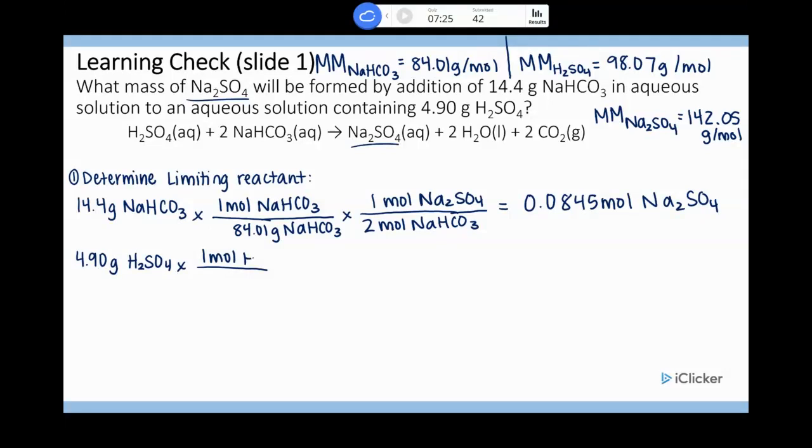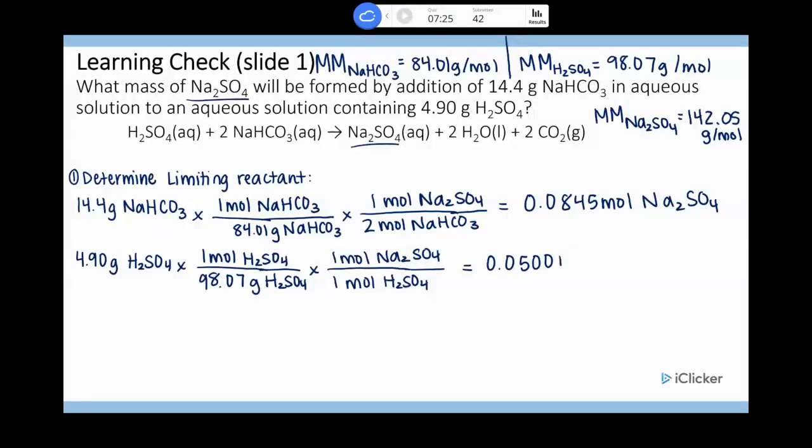We use the molar mass. We use the molar ratio. 1 mole of sodium sulfate is produced for every 1 mole of sulfuric acid used. So with this calculation, we're producing 0.0500 moles of sodium sulfate.